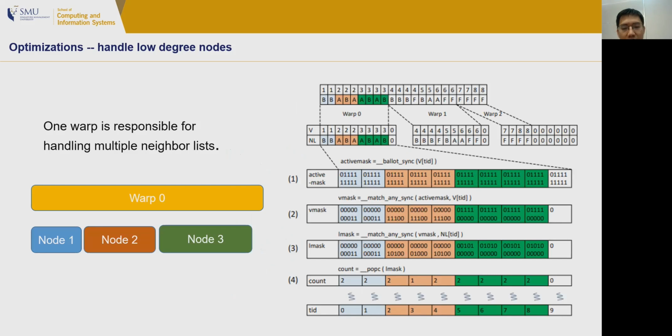Here we introduce another optimization that maximizes the workload for low-degree nodes. Unlike the former nodes, which assign one warp or threads to each node, we assign threads in a way that most threads in the warp are active. For example, suppose the warp size is 10 and the degrees of the first 3 nodes are 2, 3, 4 respectively. Only one warp is responsible for handling the neighboring lists of all those 3 nodes simultaneously.